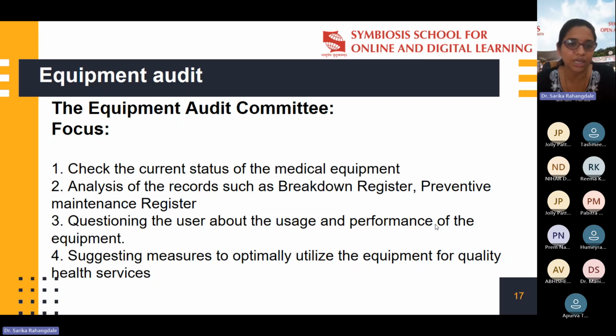There are guidelines to form the equipment audit committee and to decide who can be a member. Usually the medical superintendent, the head of the department, a representative from the admin group, meaning the administrator of the hospital, and representatives from the finance department, the nursing superintendent, and the hospital store in charge. Because all these people are involved in the purchase of the equipment, they should be part of the equipment audit committee.